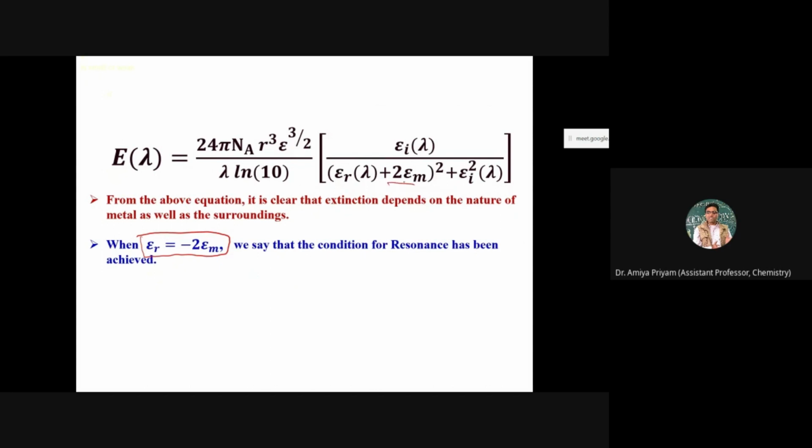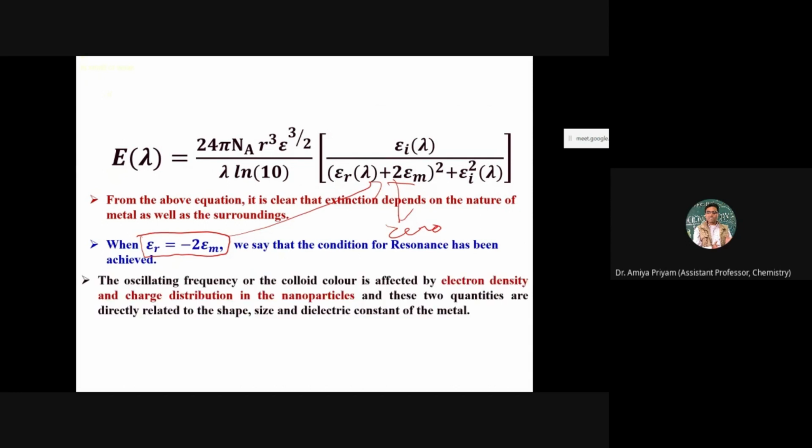This term will go to 0. Under this condition, this will be 0, and you are left with epsilon I square by this. So this is resonance. This is the essential condition for resonance when you change the solvent. When you change the solvent, the medium changes, and then the condition for resonance changes, and the resonant condition will be achieved at a different frequency. So SPR frequency also shifts because of the change in the medium's dielectric constant.